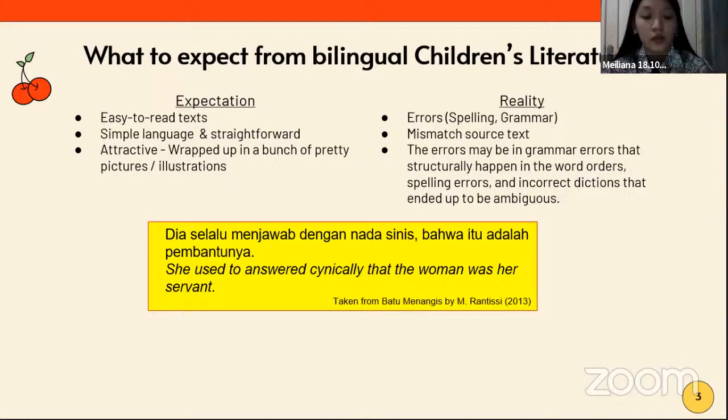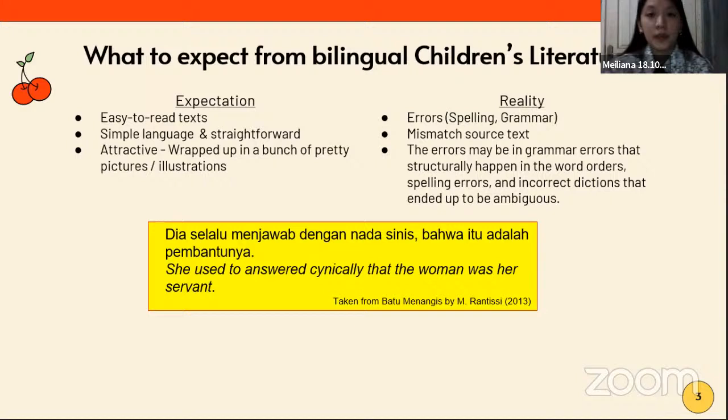But in reality, we still find some errors in translation, which then mismatch with the source text. Errors may be grammatical errors that structurally occur in word order, and also in spelling and punctuation, or in lexical choices of words. Here I provide an example taken from Batu Menangis that I analyzed. "Dia selalu menjawab dengan nada sinis bahwa itu adalah pembantunya." It is translated into "She used to answer cynically that the woman was her servant."